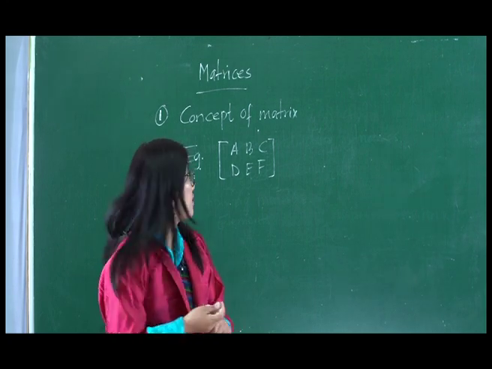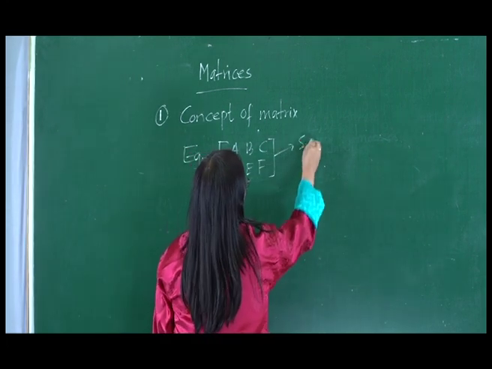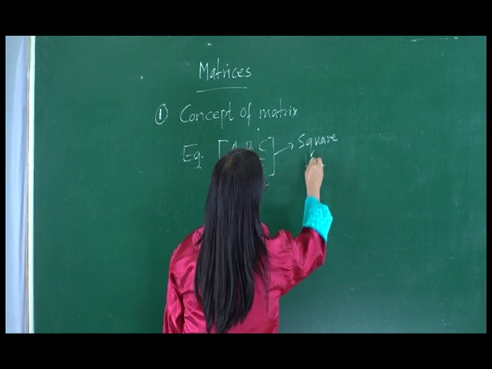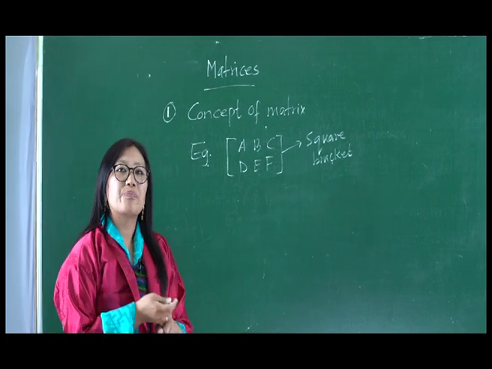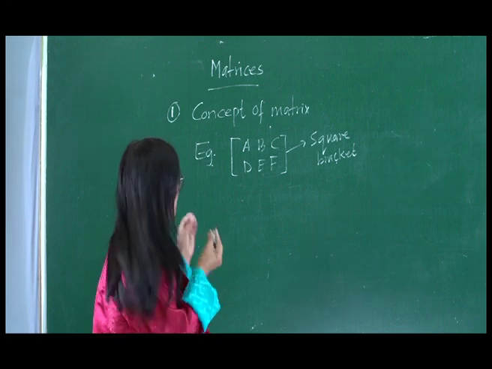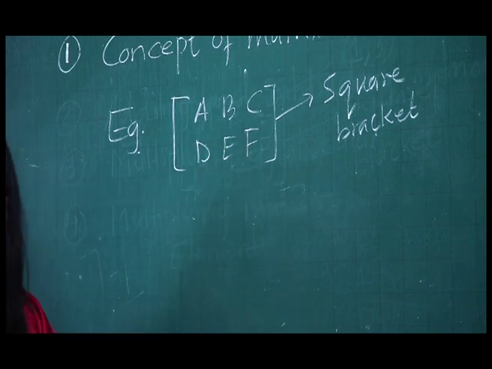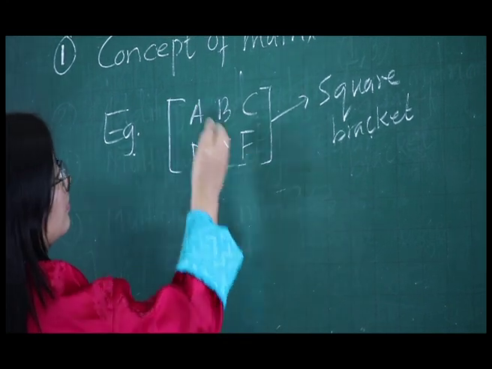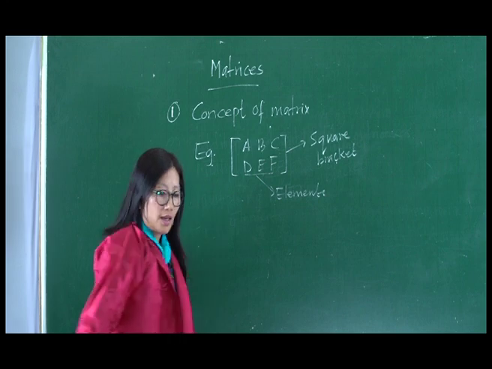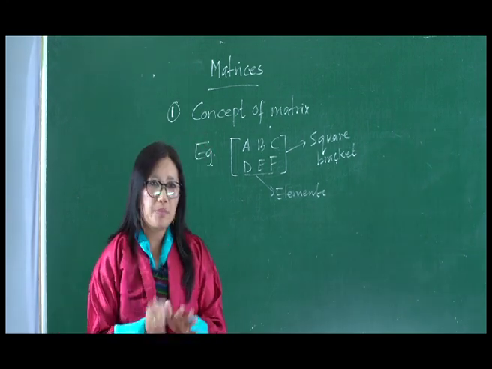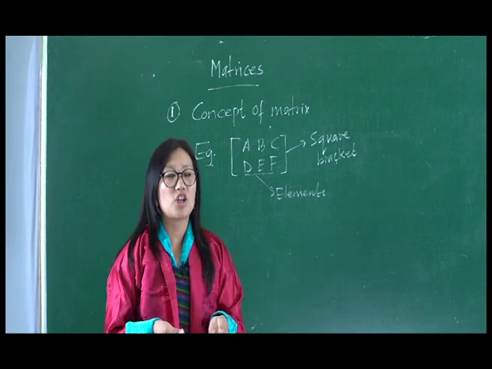Items inside a matrix always have to be represented within square brackets. Then items inside a square bracket, once it is in a matrix, we call them elements. So here the letters A, B, C, D, E, F are all elements. And one thing that you need to keep in mind is that elements can be anything. They can be letters, numbers, and also shapes.